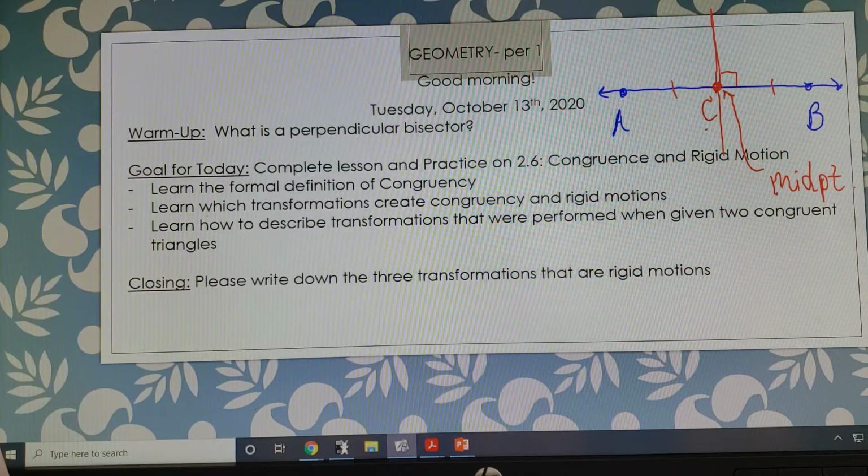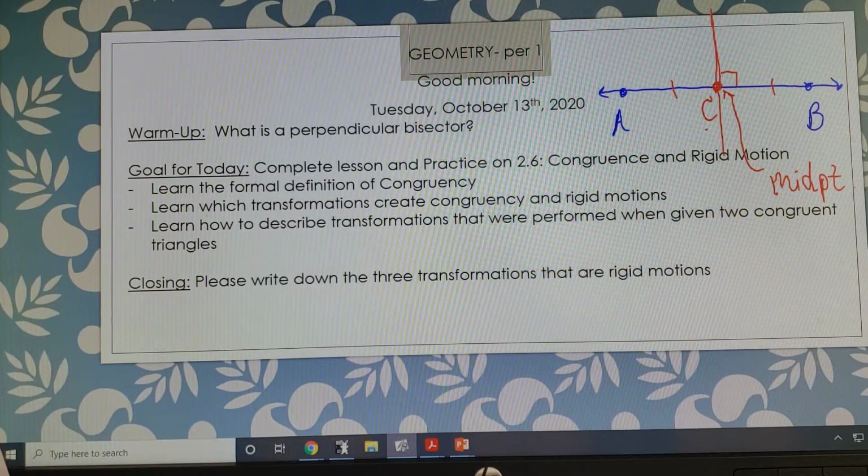But today, we are going to do lesson 6 in unit 2. It's on congruency and rigid motions. So we're gonna go over the definition of congruency. We're gonna learn which transformations create congruency. So rigid motions, you already know those 3. And then we're gonna learn how to describe transformations that were performed when we're given 2 triangles.